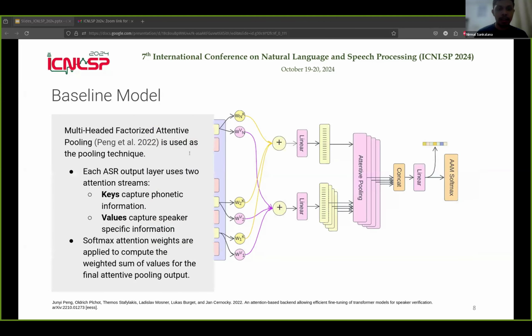And the second component is the pooling method. Here they propose multi-headed factorized attentive pooling.